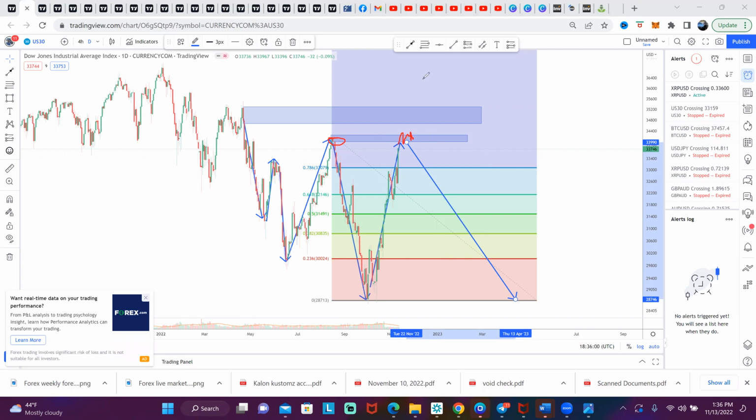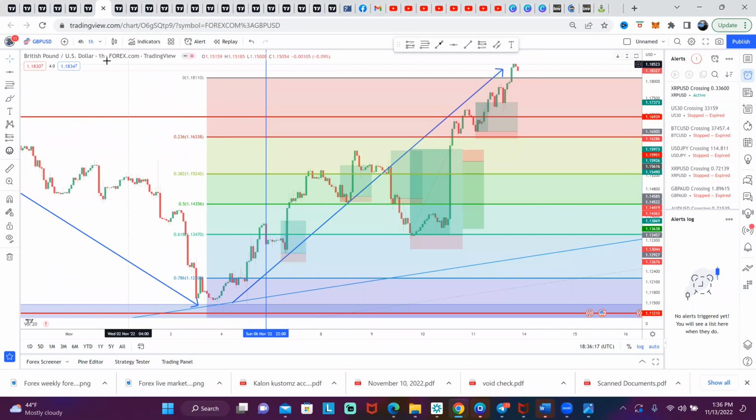So we'll see what happens. You've got to trade what you see, not what you think. Ideally, I would love for it to play out like that and catch it down, but sometimes it may not happen. So that's why you've got to have stop losses. And now let's look at some different pairs. Let's look at GBP USD.